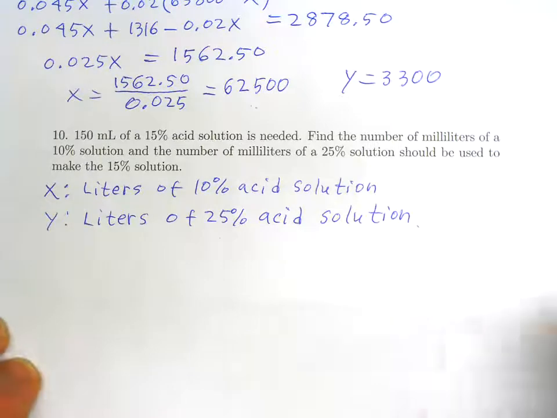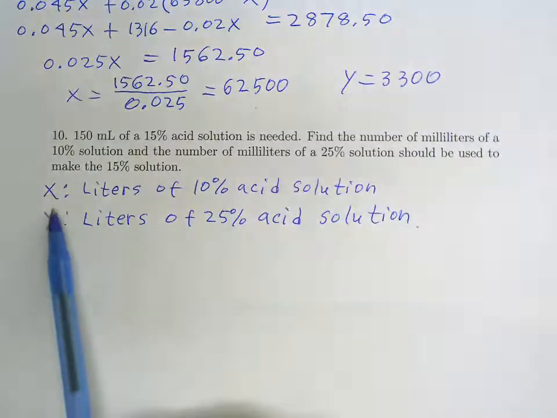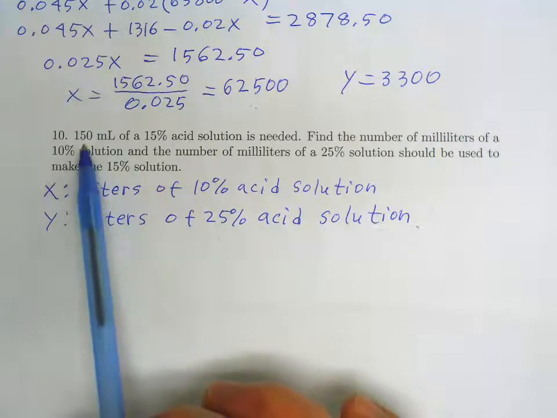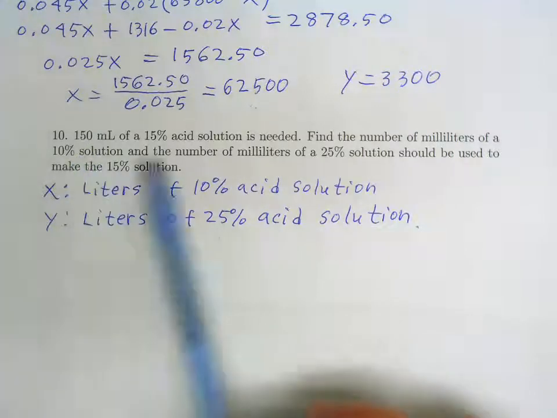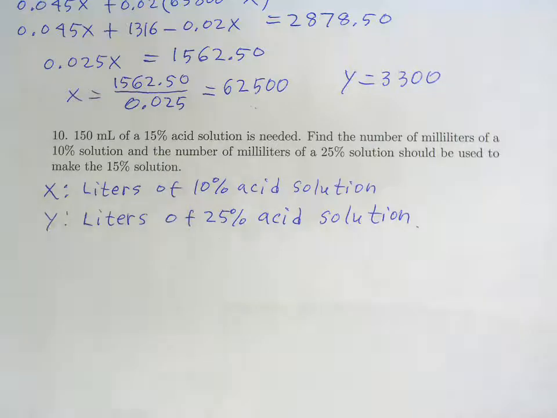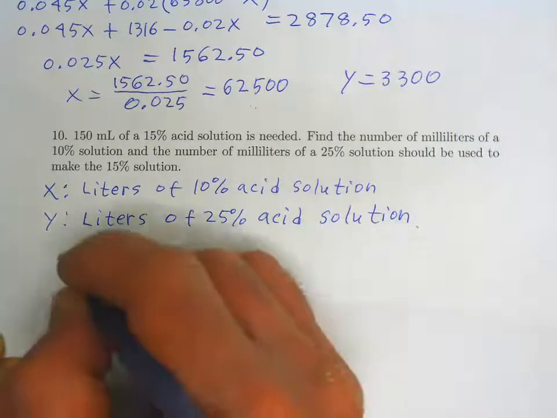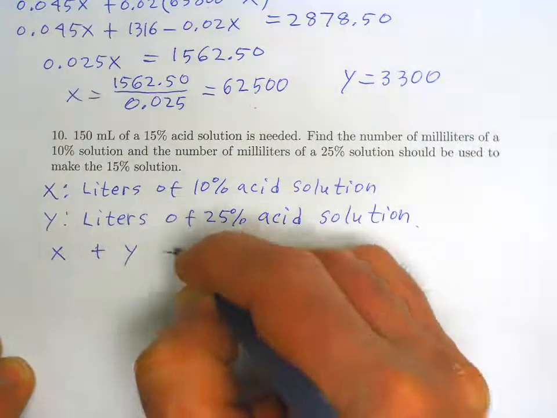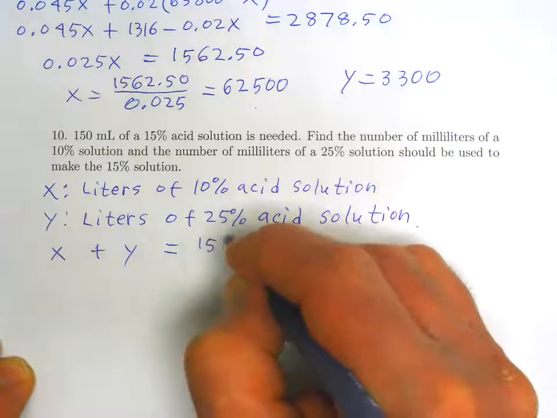Okay, so we're going to mix those two amounts, X and Y, to get a total of 150 milliliters that is 15% acid. So our first equation is just X liters plus Y liters equals 150 liters.